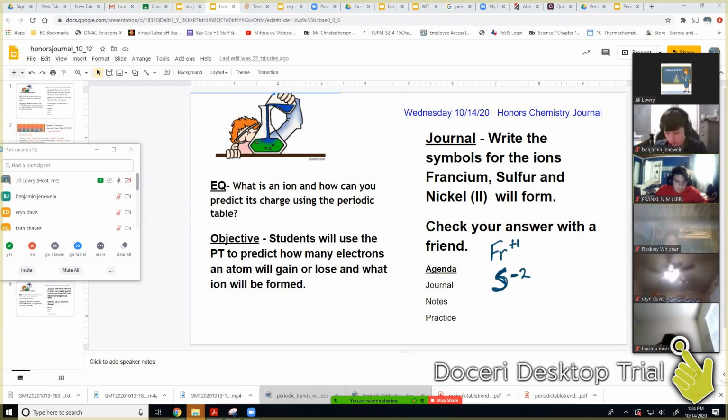Nickel is a transition metal, so it doesn't follow any rules necessarily, but remember this right here is a little trick on this one. That tells me what the charge is, and it's a metal, so it'll always be positive, so it's a +2. And the reason it's like that is because nickel can form more than one type of ion, so there needs to be some kind of way to notate that.